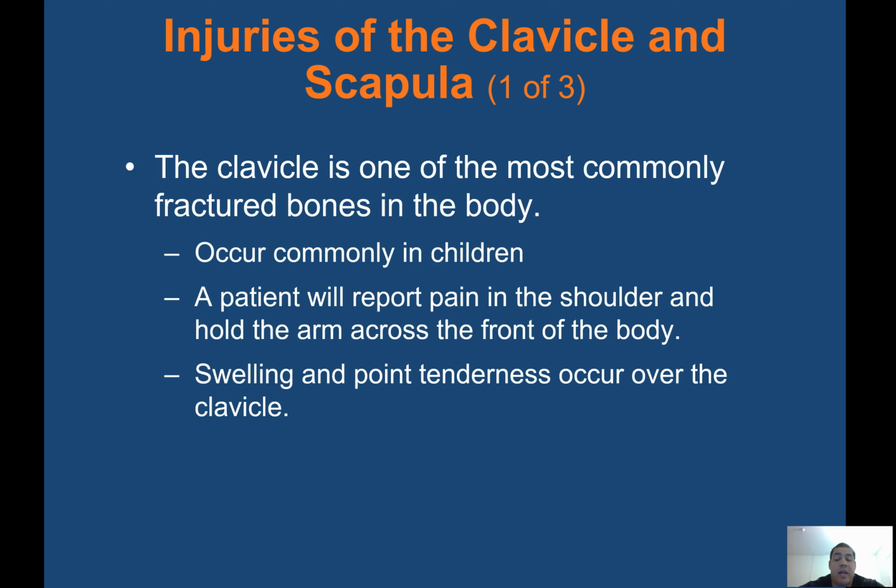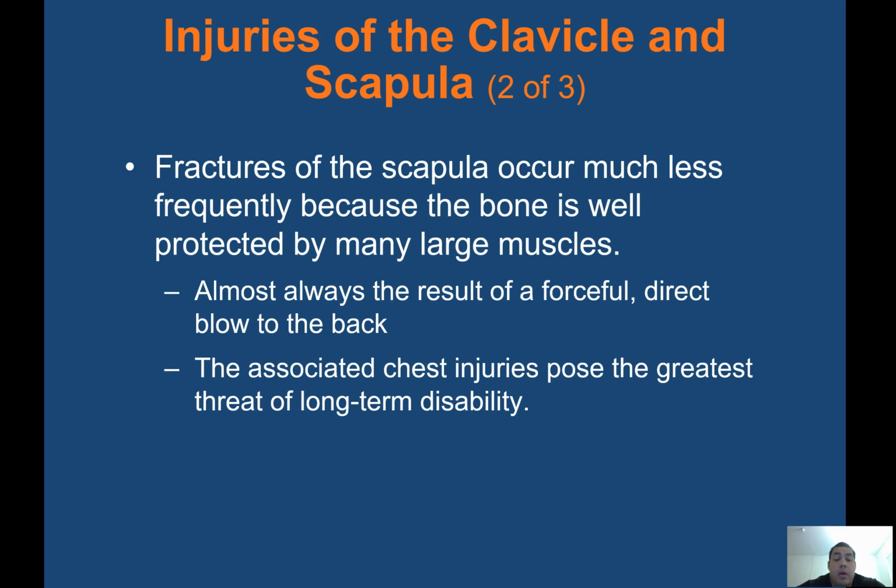Injuries of the clavicle and scapula. The clavicle is one of the most commonly fractured bones in the body. Fractures occur commonly in children. A patient will report pain in the shoulder and hold the arm across the front of the body. Swelling and point tenderness occur over the clavicle. Fractures of the scapula occur much less frequently because the bone is well protected by many large muscles. Almost always the result of a forceful direct blow to the back. The associated chest injuries pose the greatest threat of long-term disability.